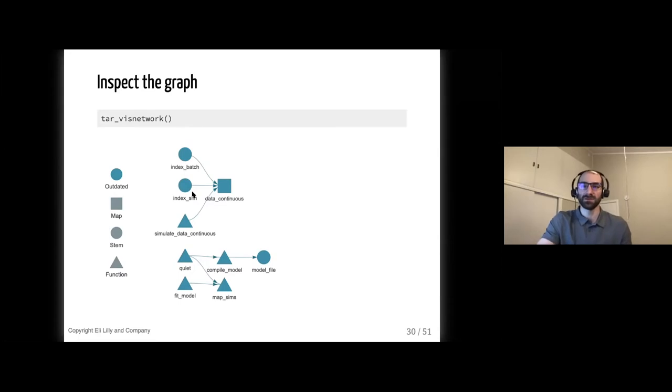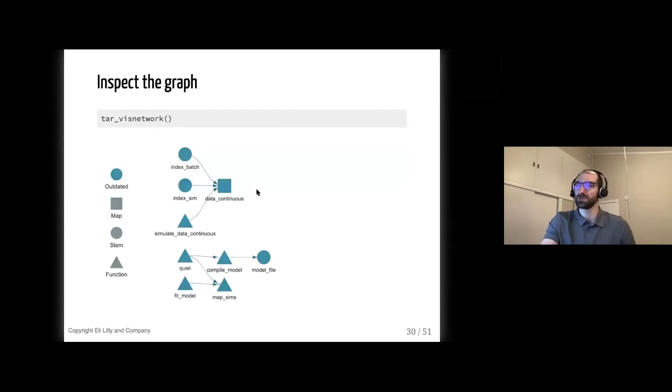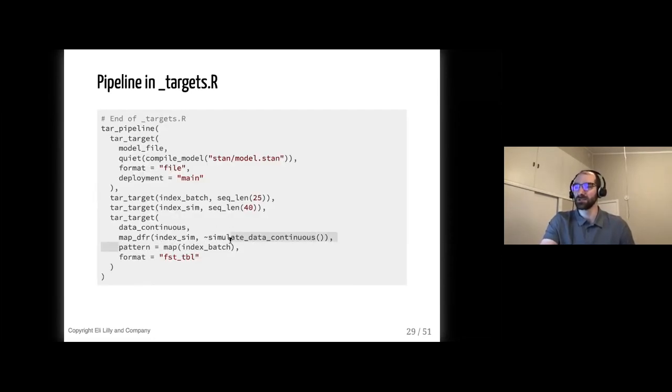And so what you need to do as a developer or a user is just worry about each individual step, and targets deduces how this all fits together. When you actually run the pipeline, it's pretty simple. Once you have all that set up, you just call the tar_make function. And what this does is it calls the correct targets in the correct order. And for each target, it stores the value in that data store that I mentioned that's more efficient than what drake has. And it abstracts that target, that return value, as an R object later on. We have multiple branches of the data_continuous target because what we've done here is we've said pattern equals map(index_batch).